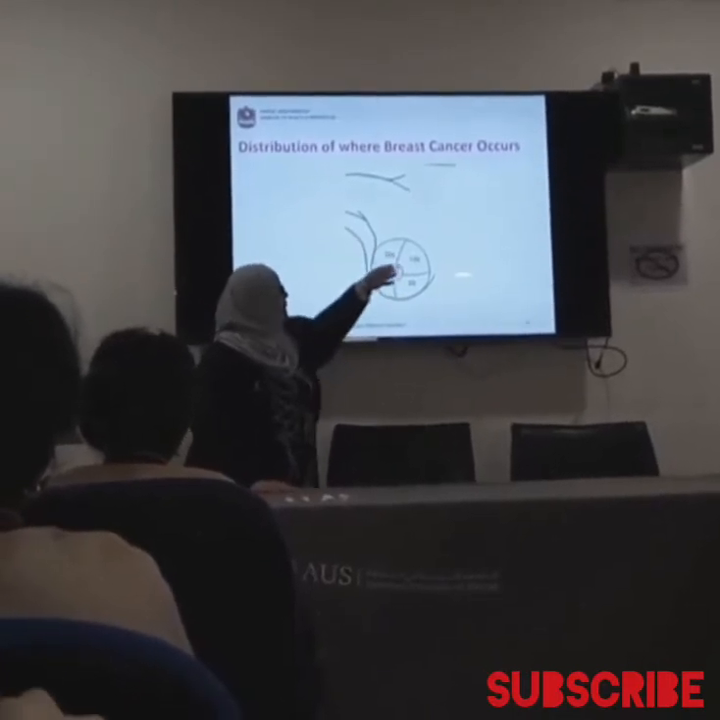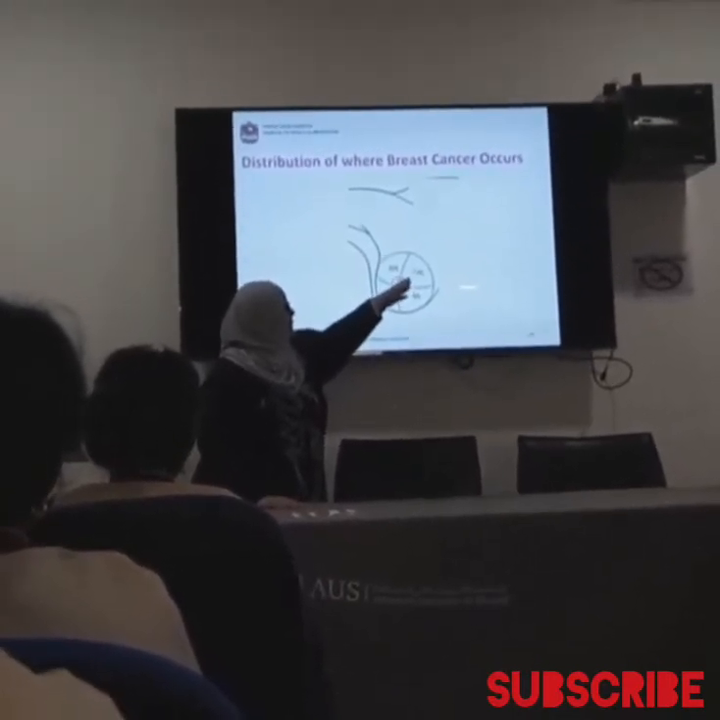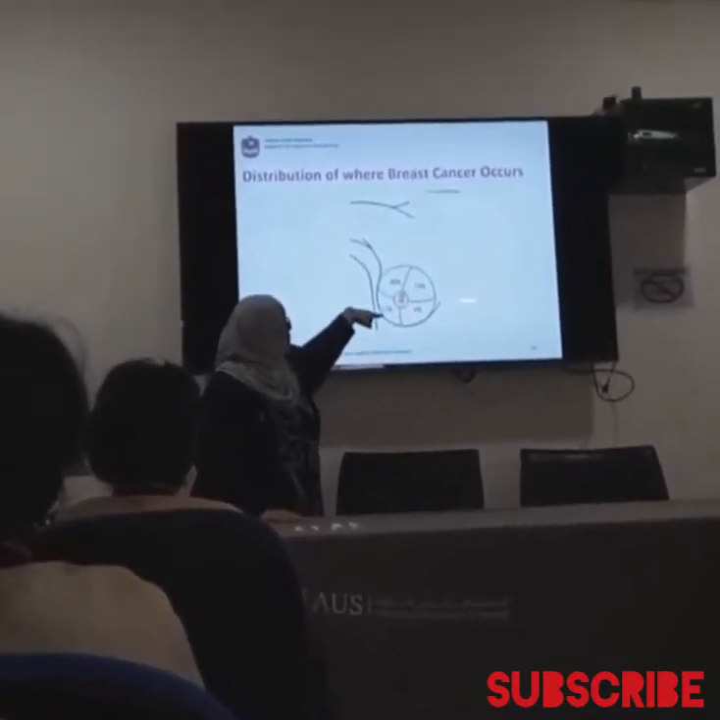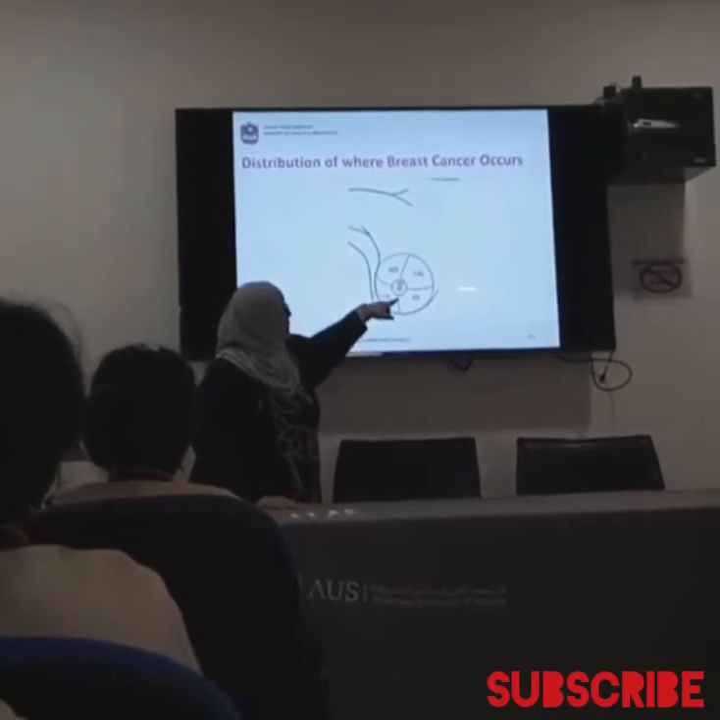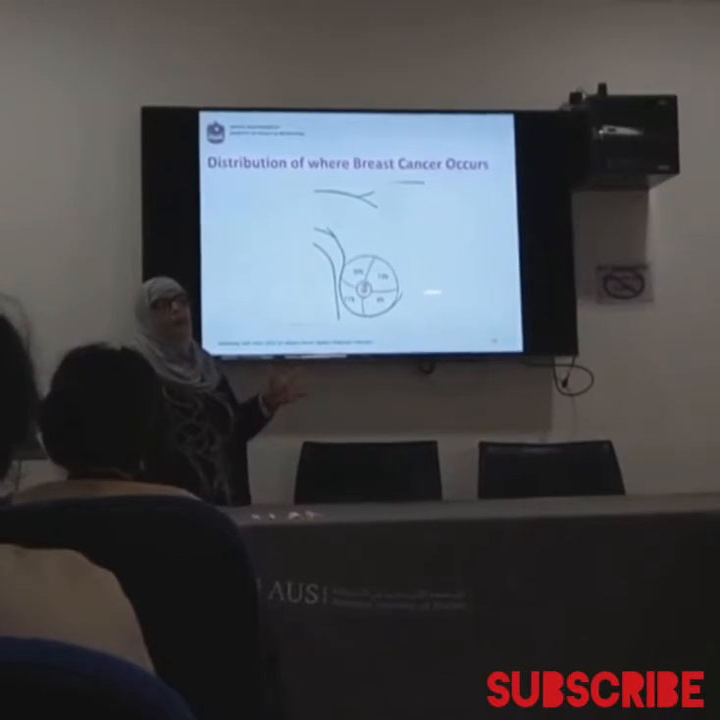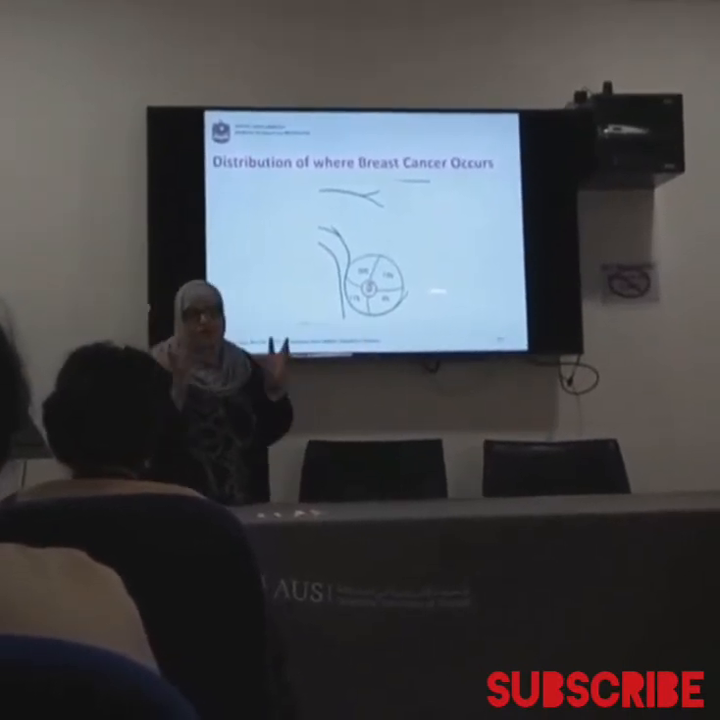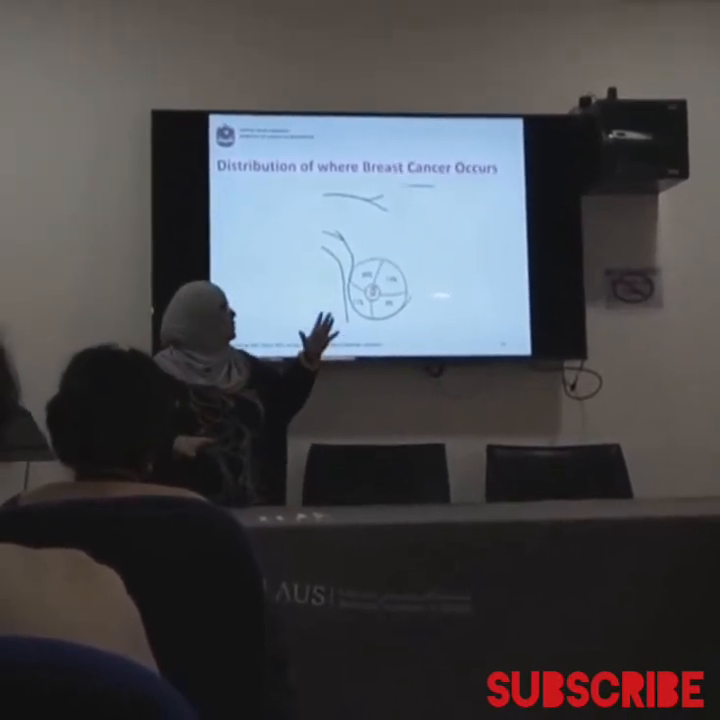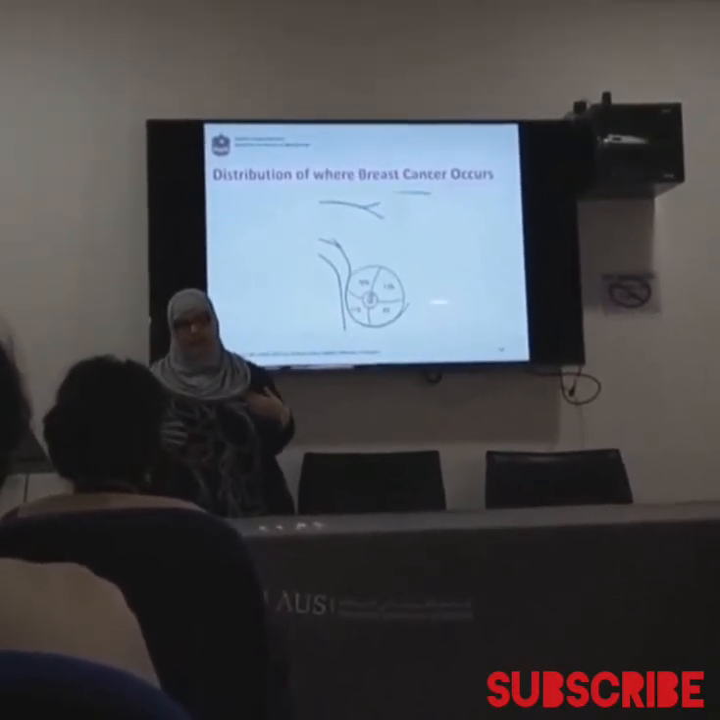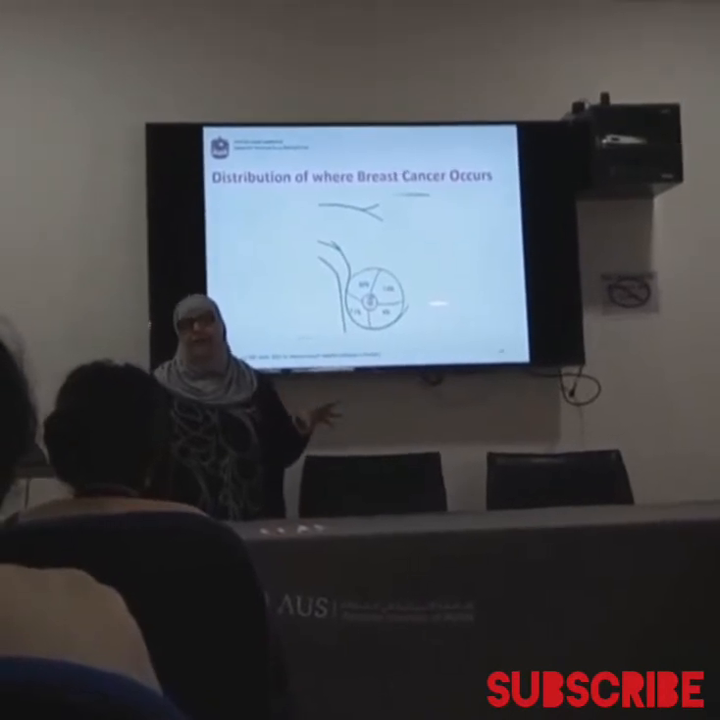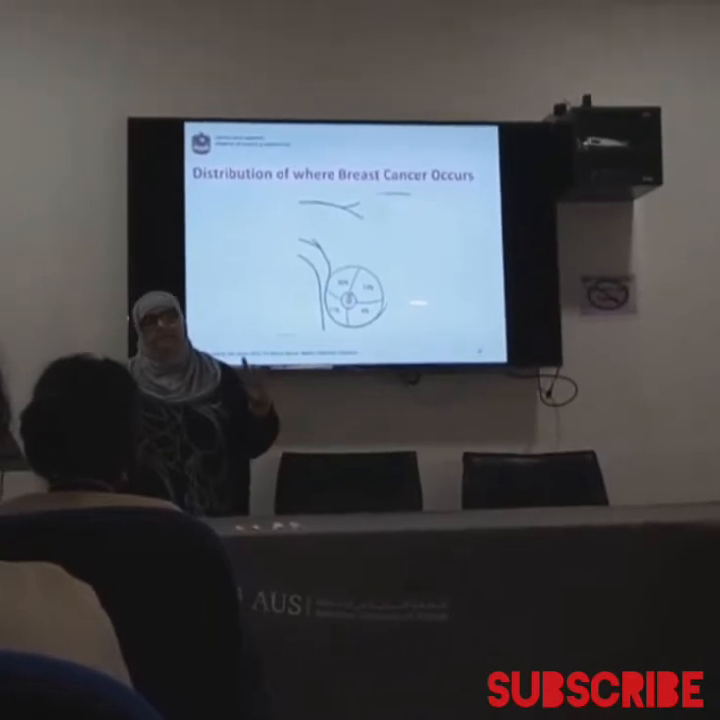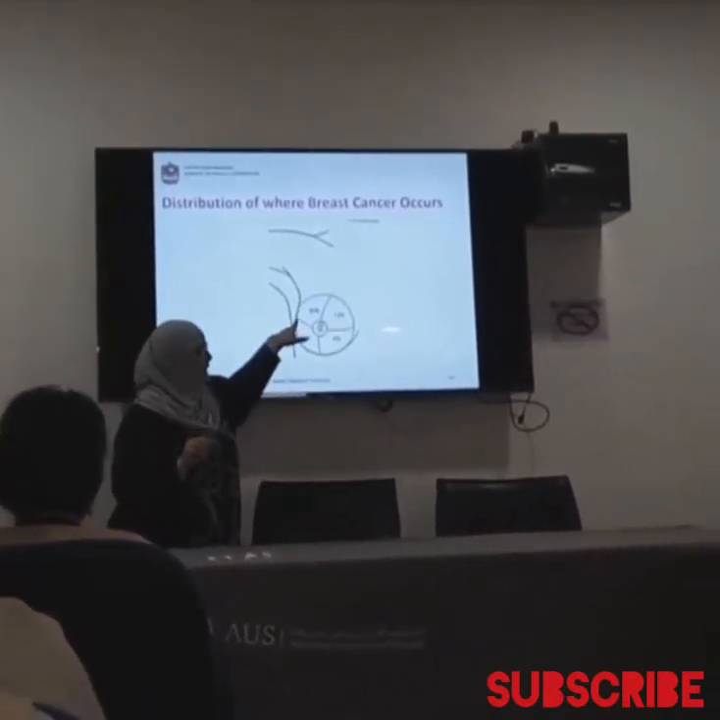This is the upper internal quadrant, and this is the lower quadrant, lower outer quadrant, and this is the lower inner quadrant. Anyway, in which quadrant or in which area does breast cancer occur most of the time? It occurs in the upper outer quadrant. If you ask me why, it is because this is the most dense area in the breast. But this doesn't mean that breast cancer only occurs in this area.